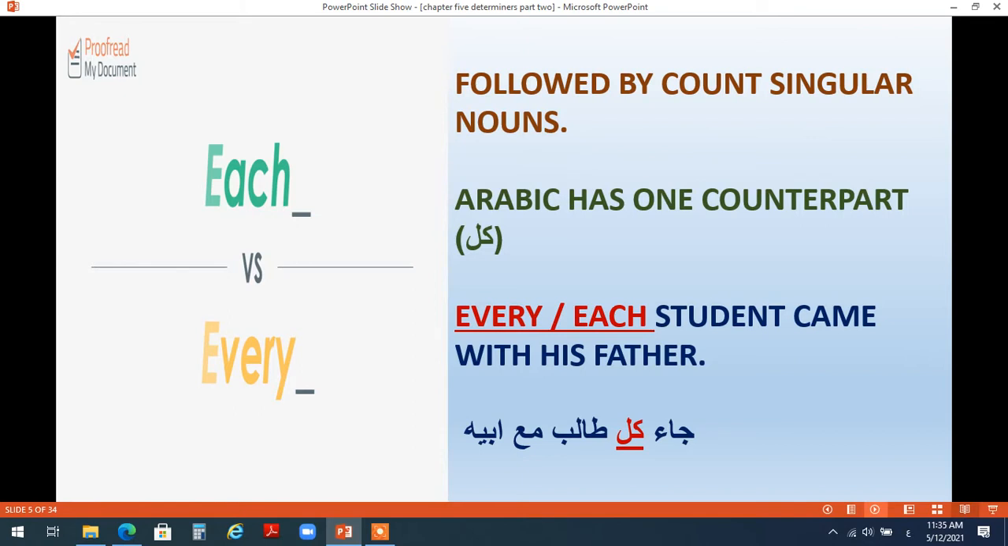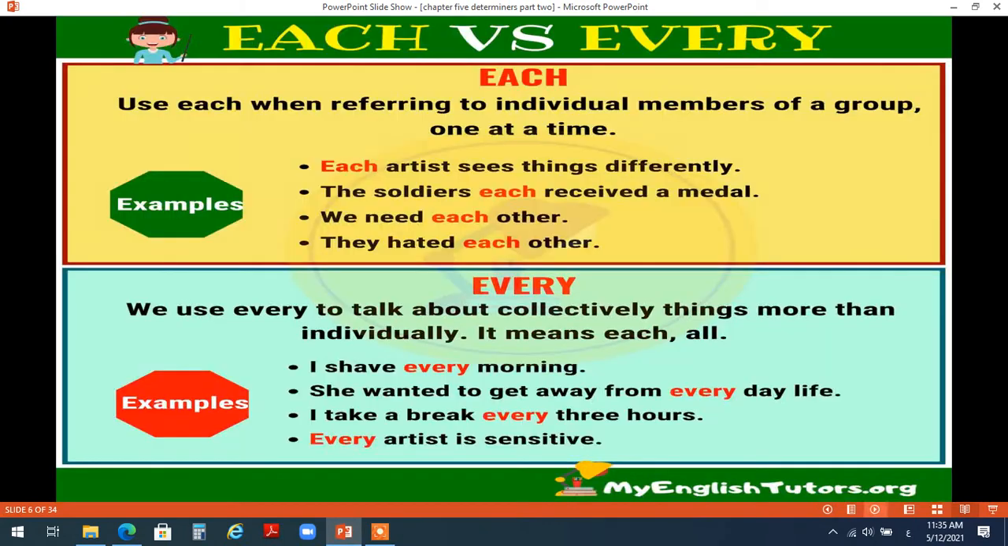For example, every or each student came with his father. جاء كل طالب مع أبيه. ولاحظ أنه كلمة كل is inflected for case، يعني تأتي مرة مرفوعة أو منصوبة أو مجرورة بحسب موقعها في الجملة. هنا جاءت مرفوعة، جاء كل طالب، باعتبار أن موقعها في الجملة هي في محل رفع فاعل. So it is inflected for case.